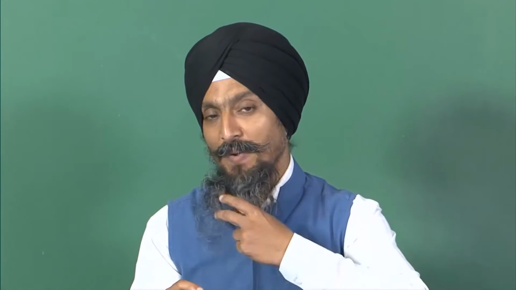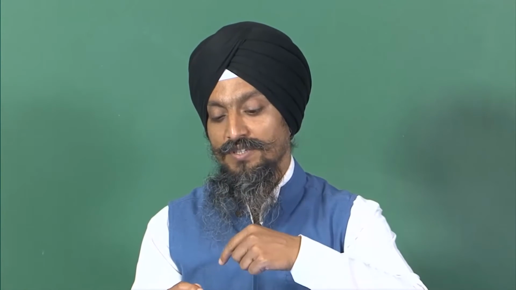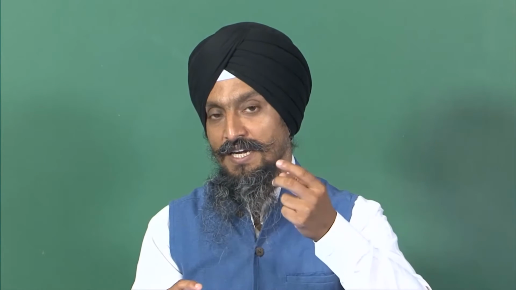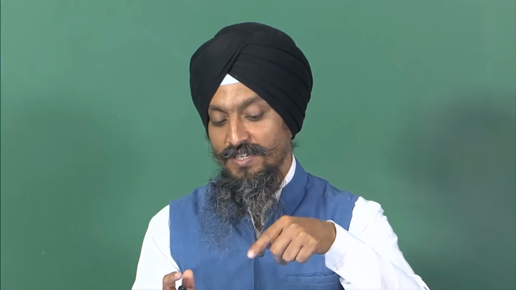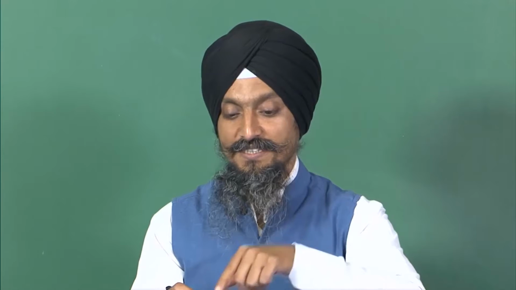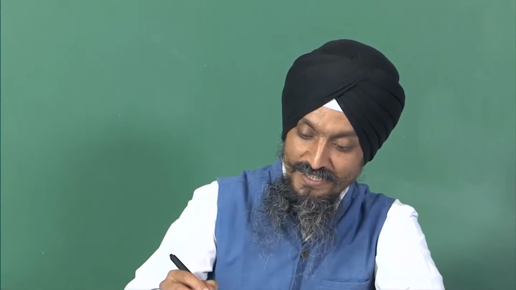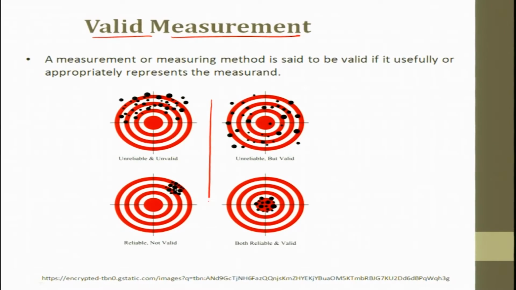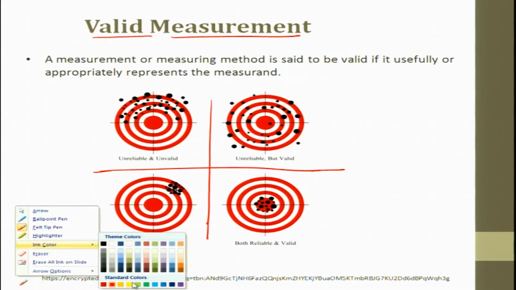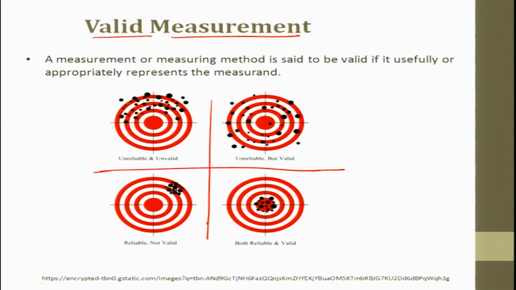See, there are two major kinds of errors. We'll discuss that as well: systematic errors and random errors. But before that I'll discuss what a valid measurement is. We can see in this matrix there are four measurements. The perfect result should have been when it hits exactly at the center. This is the perfect result, exactly at the center. I am at quadrant number four.